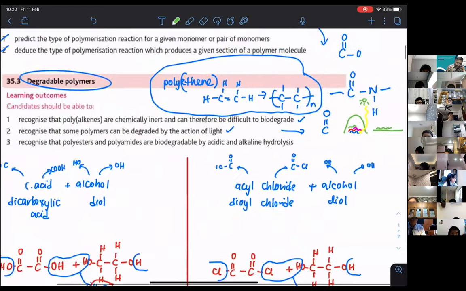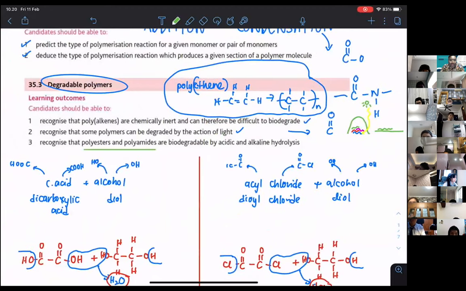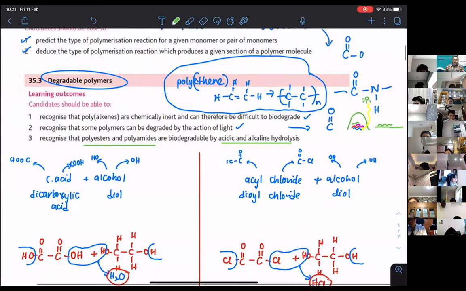The one that is easiest to biodegrade is the one that we learned just now. Polyester and polyamide are biodegradable. Why? Because we learned about hydrolysis in the beginning of our lesson. They can be hydrolyzed under acidic and alkaline conditions. You can break them into smaller pieces and then they can biodegrade. So polyester and polyamide, the condensation polymers, are biodegradable. That's something you need to take note of.